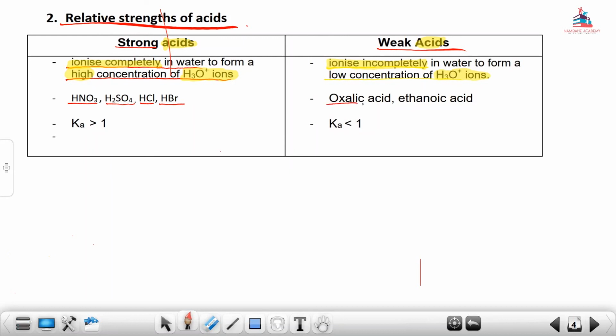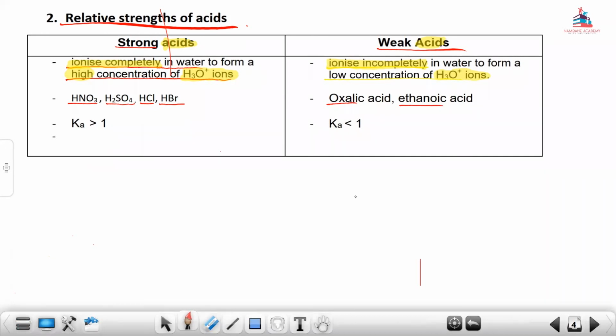If you see something like oxalic acid and ethanoic acid, we classify them now as weak acids. I will share the formulas later. The reason for that is they ionize incompletely. You'll find other sections or books will say they ionize partially to form low concentration of H3O plus. So the key idea here is to understand which ones are strong and which ones are weak, and why we classify them as weak.